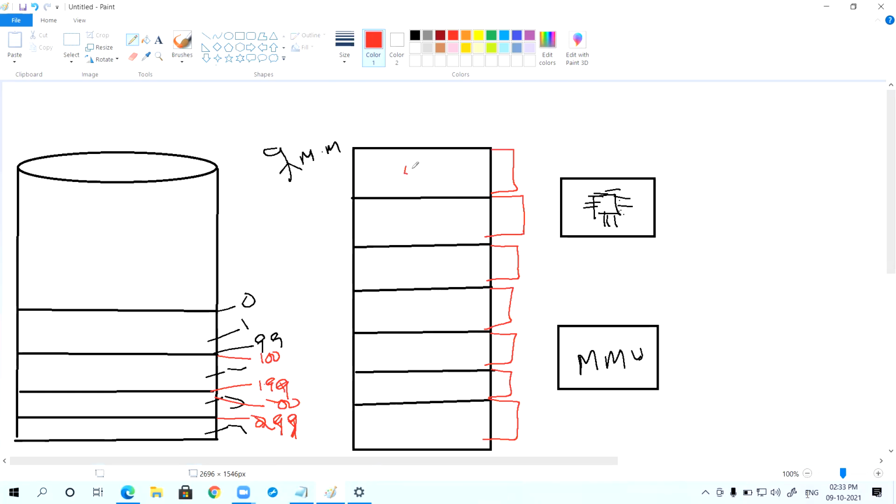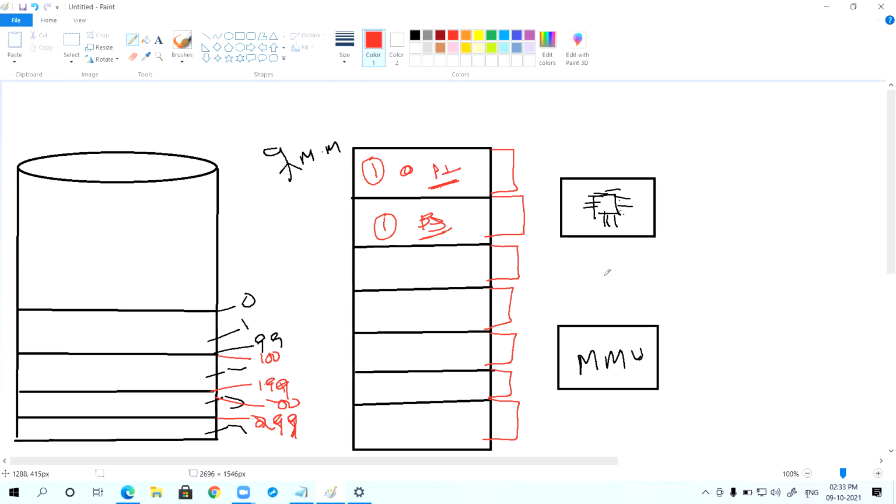Suppose in this first frame, one process is already there, the P2 process. Here the P3 process is already there. Not the total process, but a small portion of the process. In the first frame, one portion of the P2 process is there, and here another portion of the P3 process is there.